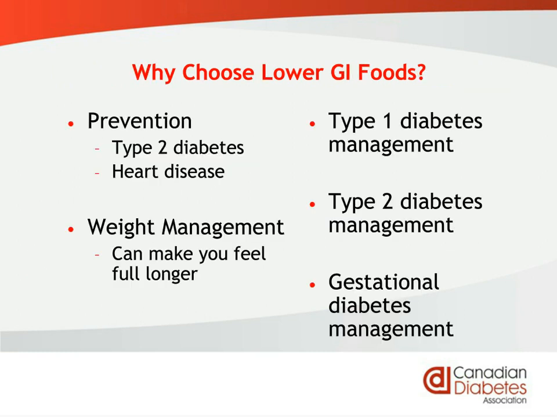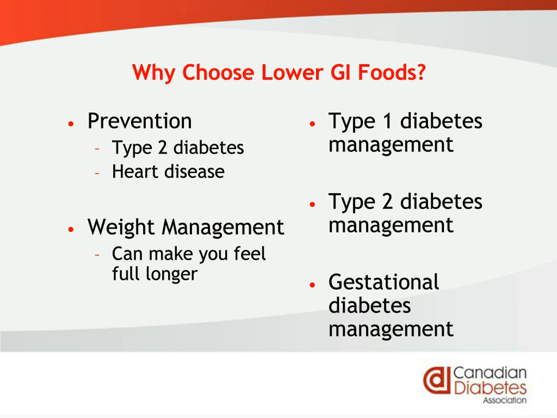So why should we choose lower GI foods? There has been about 30 years of research on the glycemic index, and most of this research is pertaining to diabetes management as well as some for diabetes prevention. For prevention, research has found that eating low GI foods in place of high GI foods can help reduce the risk of type 2 diabetes as well as heart disease.